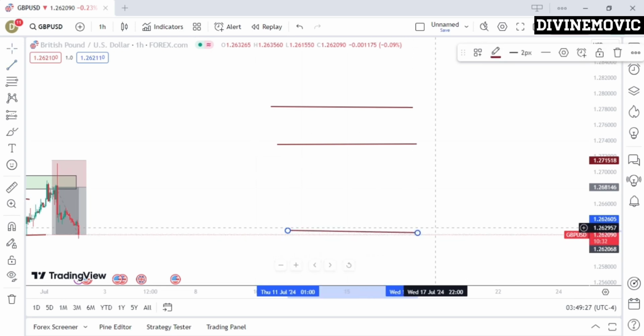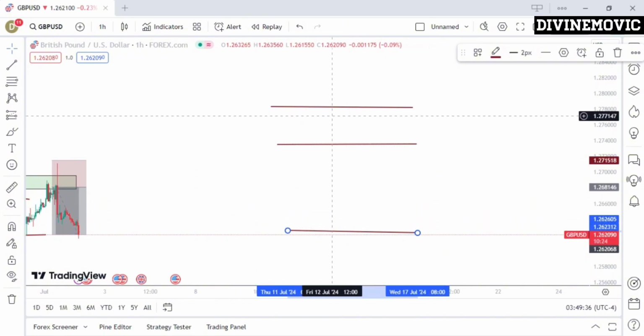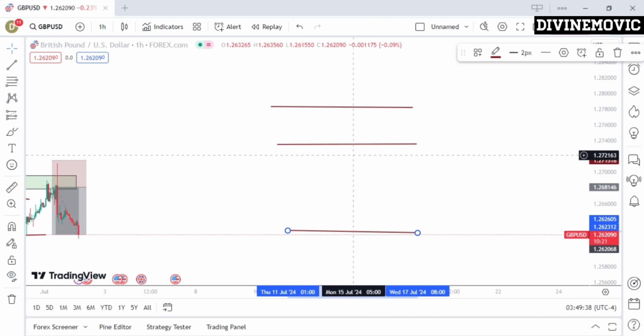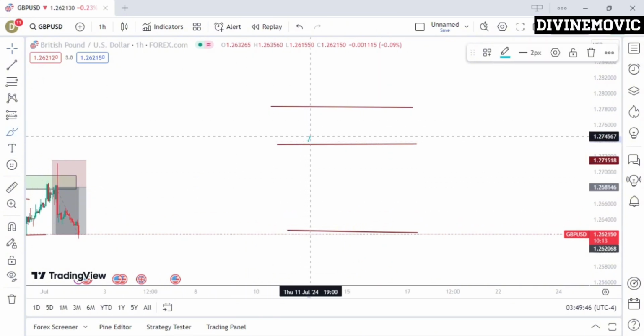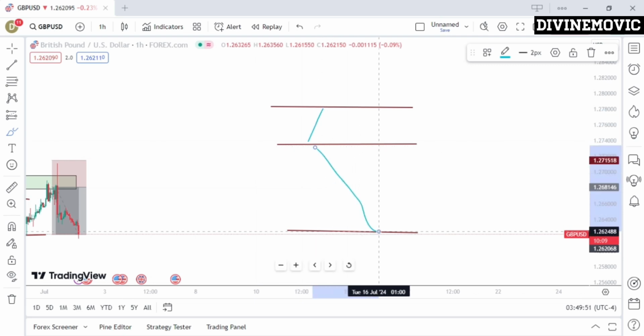Now, since I've given the entry, the stop loss and the take profit, only two things can happen. Price starts going to your stop loss, or price starts going to your take profit. That is the only two things that can happen if you copy a signal.